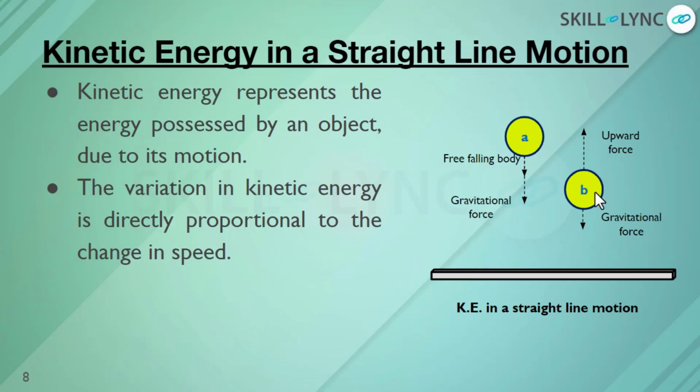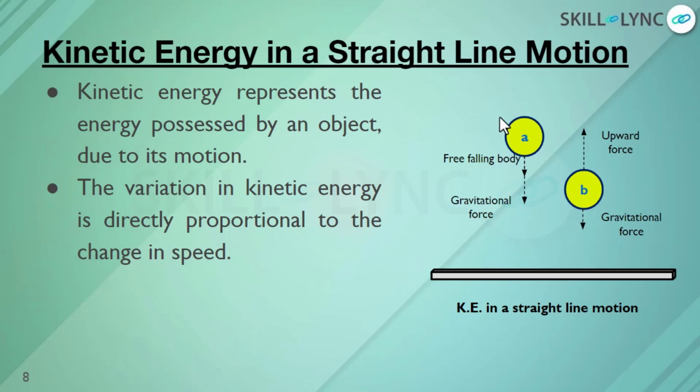Since object B is moving towards the sky due to the force exerted by a person, two forces would be acting on object B. The first force would be the upward force by which object B is thrown. The second force would be the gravitational force of the earth. Both the forces, the upward force by which the object is thrown in the sky and the gravitational force exerted by the earth, would be in opposite directions.